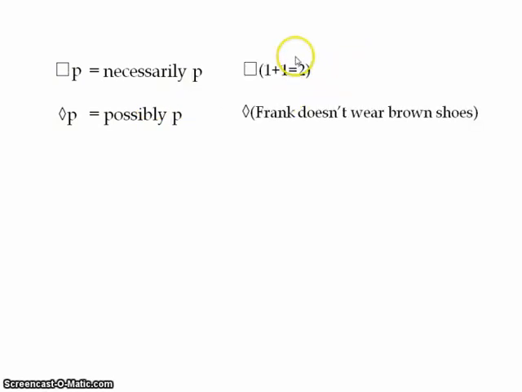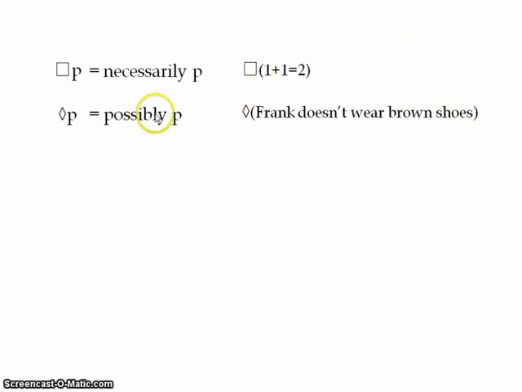Our modal operators, we have the box and the diamond. The box means it is necessary that, or necessarily. The diamond means it is possible that, or just possibly. So here we've got necessarily P, possibly P. These two statements would be read necessarily 1 + 1 = 2, and possibly Frank doesn't wear brown shoes.